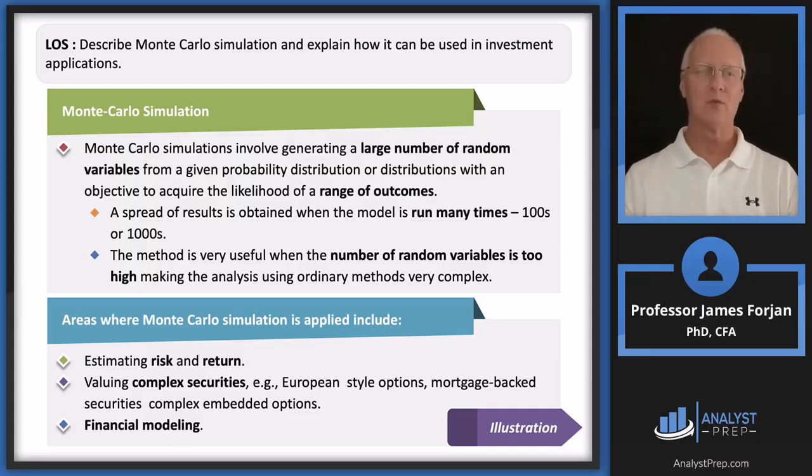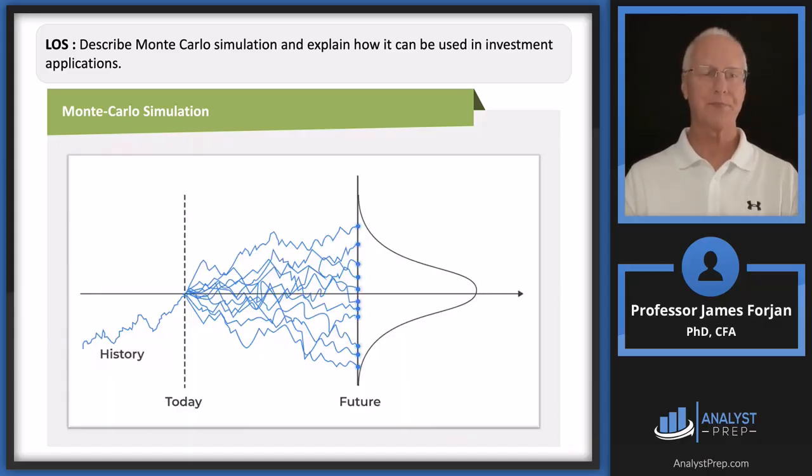But level 2 is way more technical and way more mathematical. We're going to talk about derivative securities. We're going to talk about mortgage-backed securities. We're going to talk about bonds that have embedded options. And we're going to use this Monte Carlo simulation to help us.